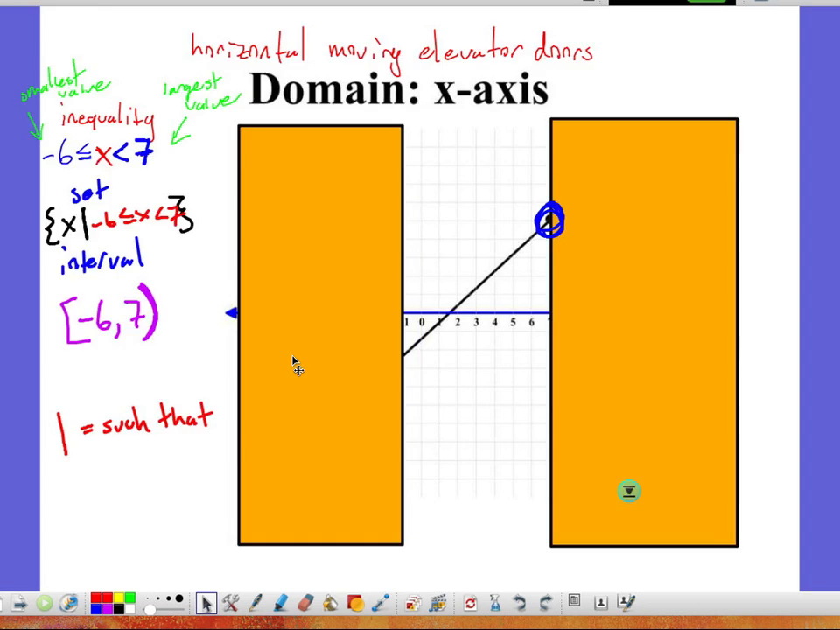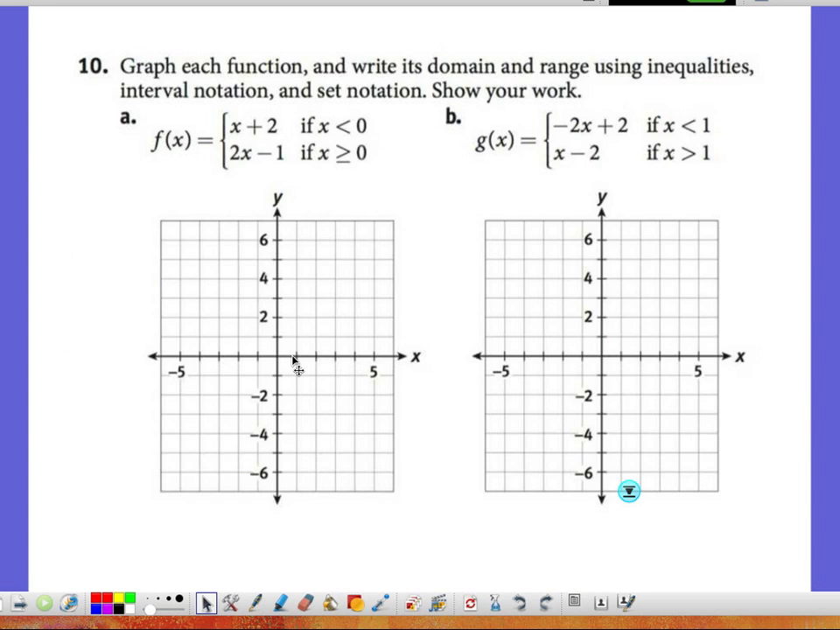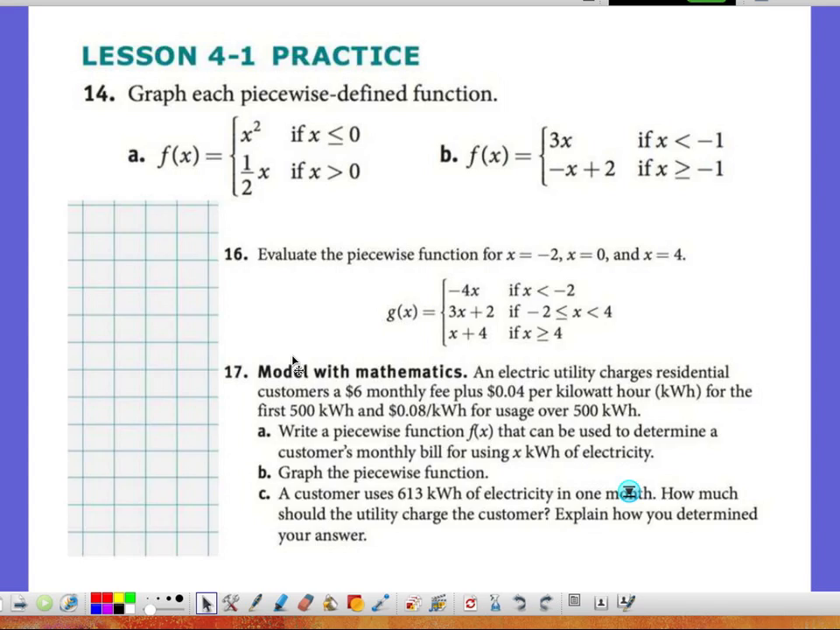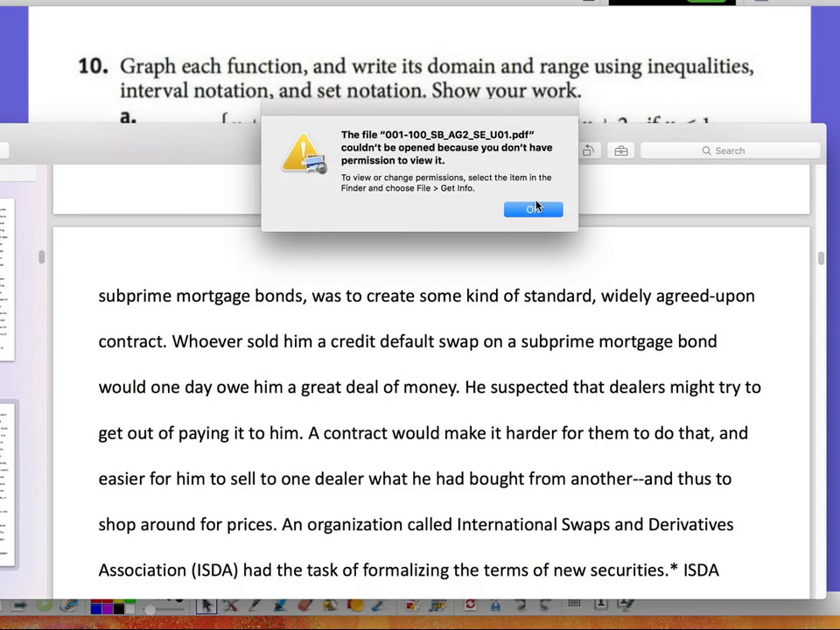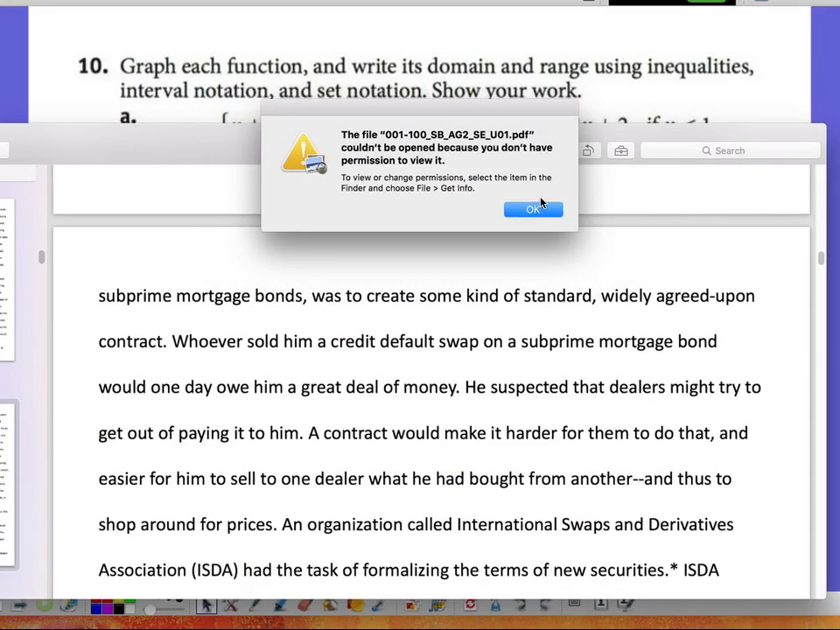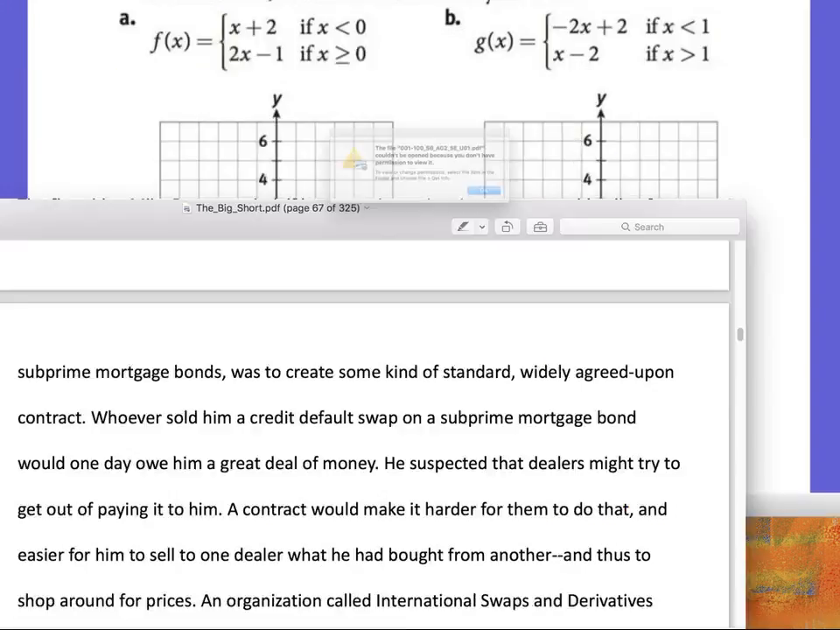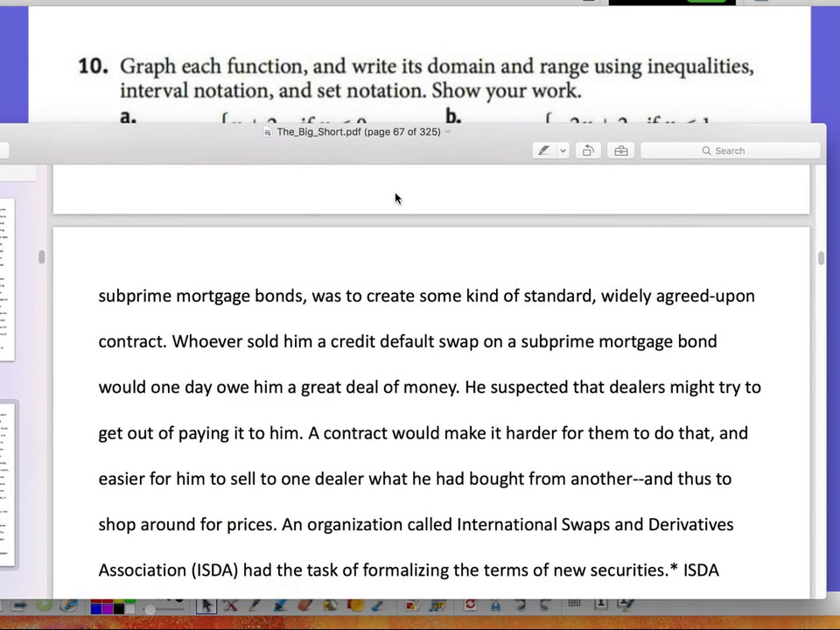Did I have anything left here? I had you get some more practice on number 10, A and B. I also want to point this out. Okay, I guess it's not letting me.